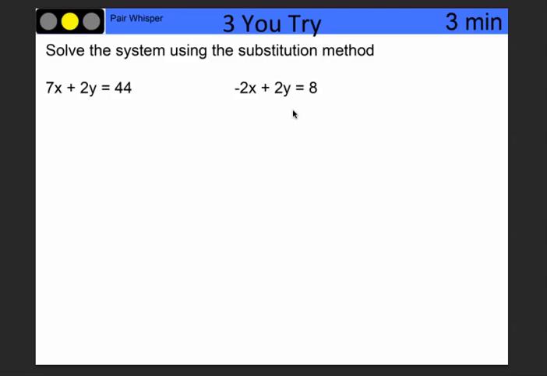Alright, so this one is just the same. It's just going to take a little bit more work to get x or y by itself. You can do it with either one. So you can either get x by itself or get y by itself. It's completely up to you. But yeah, pause the video, try it out, and then check when you get back.